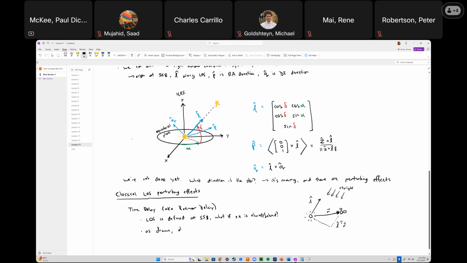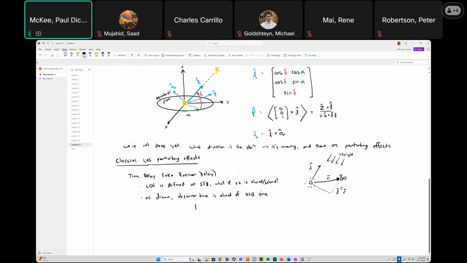As drawn to the right, the observer time is ahead of solar system barycenter time by a tiny amount. So we'll say this, T solar system barycenter is T observer plus 1 over the speed of light times this component of position, right? It's going to take light that much further to hit the solar system barycenter than it is to hit the spacecraft. So we do need to account for that.